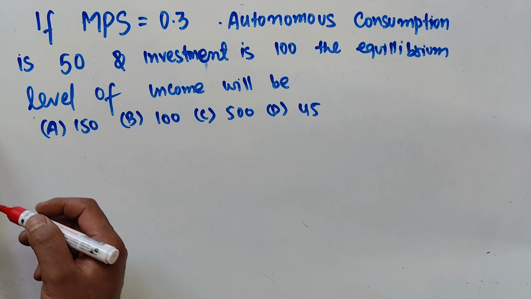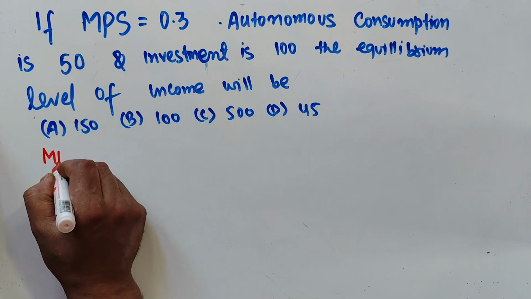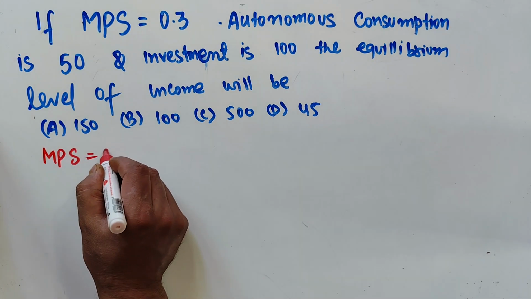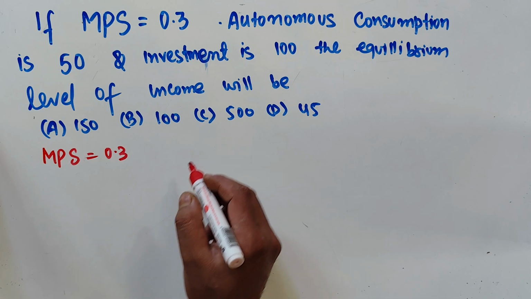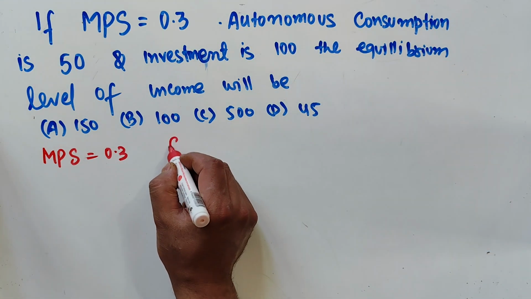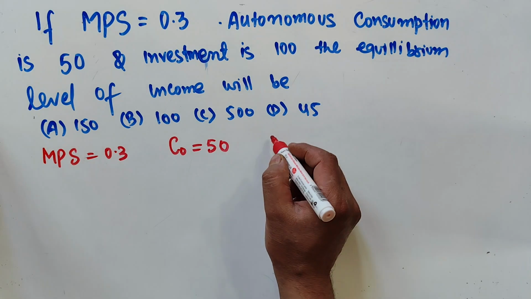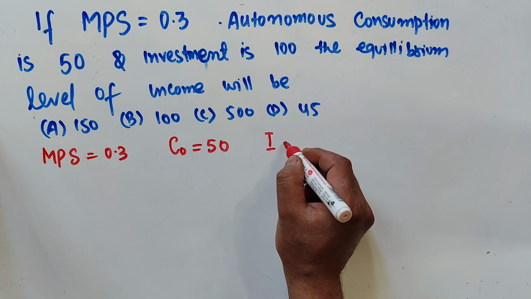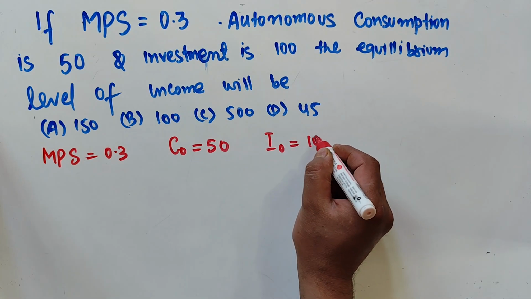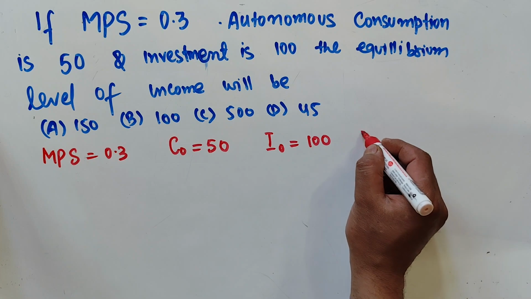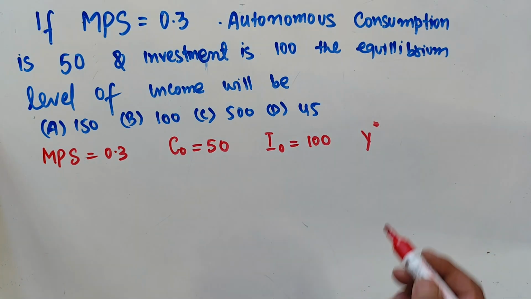Okay, so what we are being given is the marginal propensity to save is equal to 0.3. Autonomous consumption, let's denote it by C naught, is given as 50. Investment, which is also autonomous here, is equal to 100, and we are supposed to find out the equilibrium level of income.